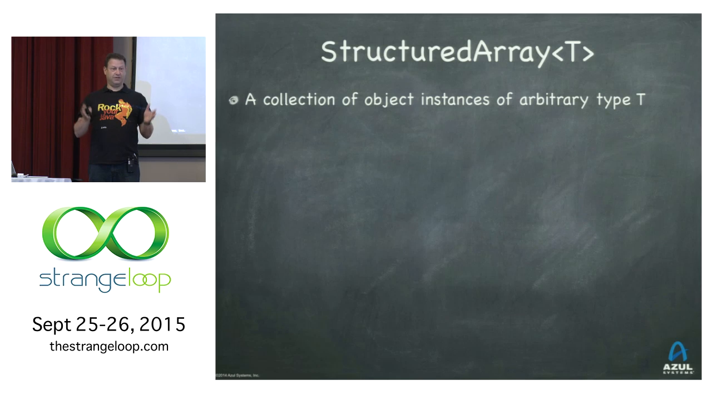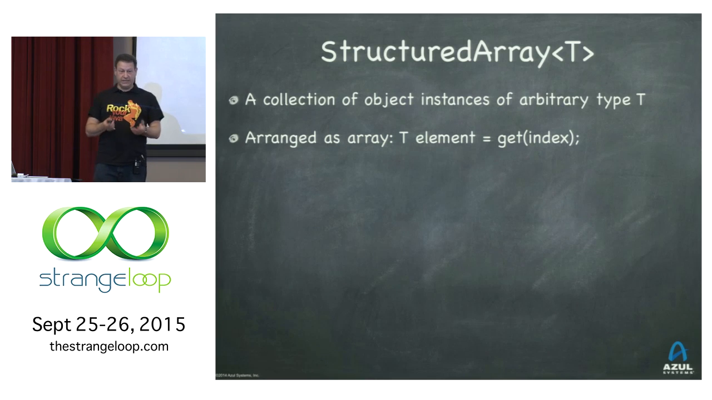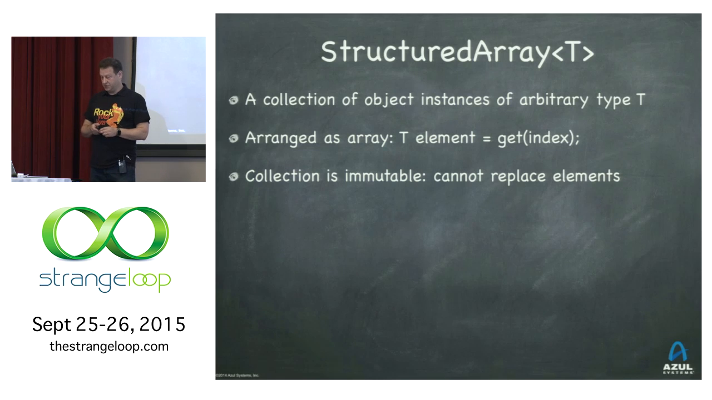It's a collection of objects of type T. Everybody that does collections in Java or reads generics should know what that is. It's arranged like an array. So you can sort of assume that it's got a good get index that doesn't have to walk a linked list. But that's an implementation detail.